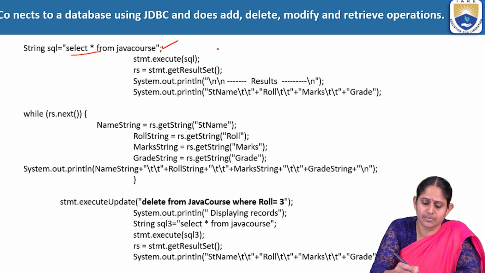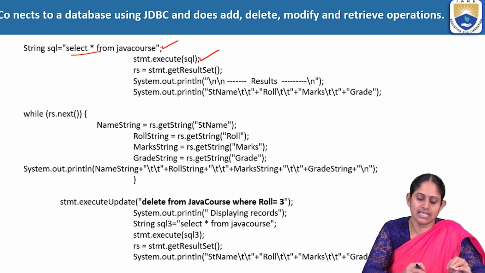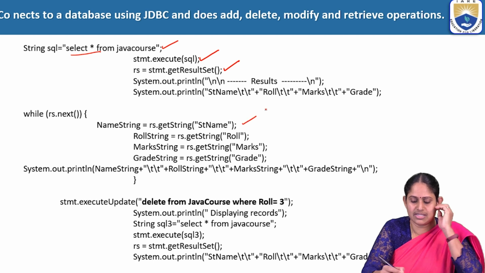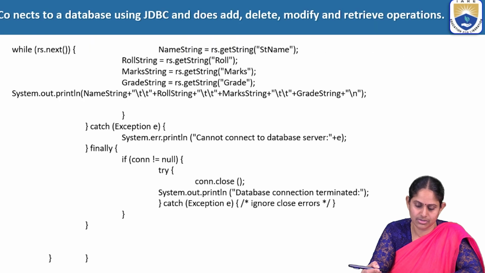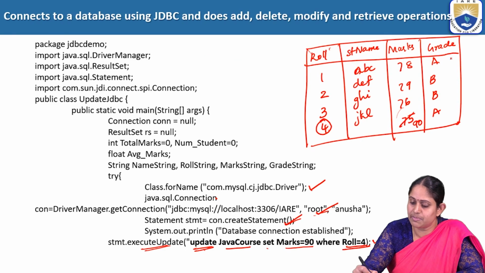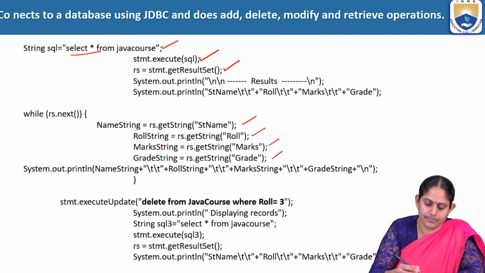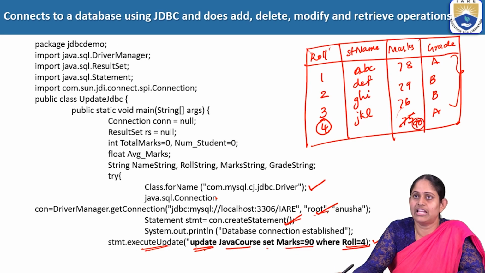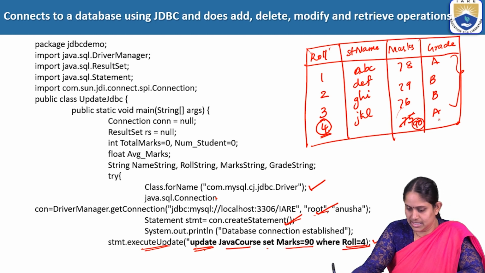The statement is executed, and that whole table will be returned as the result set. So we get that result set, and we are retrieving the values of the result set. We just display all the contents of the result set. So when we display this, the whole table will be displayed. While we display it, we can notice that the marks of roll number 4 is changed to 90.